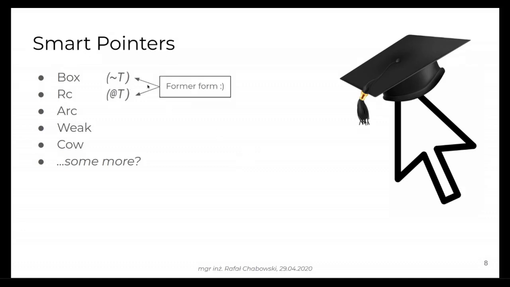One more thing. This is the former form. A long time ago, box in Rust was represented by this tilde sign, and the reference counted pointer was represented by the @ sign, but it was long before I even knew Rust exists.